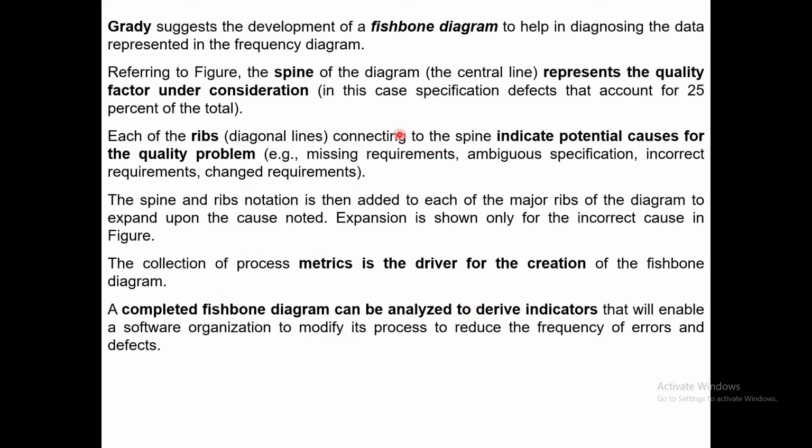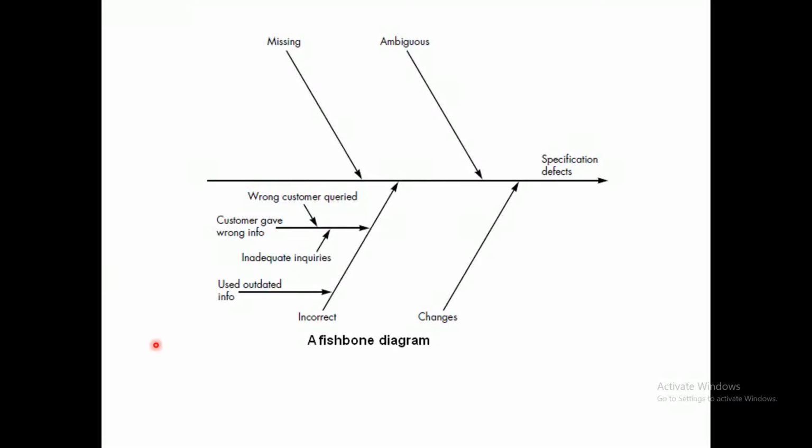So this is something about the central spine and ribs. The spine and ribs notation is then added to each of the major ribs of the diagram to expand upon the cause noted. Here you can see that this is the central spine, and this is your rib. This particular rib tells you that because of incorrect specification, this defect has occurred. If you want to go into detail of this incorrect specification, these are the probable causes, the minute level reasons.